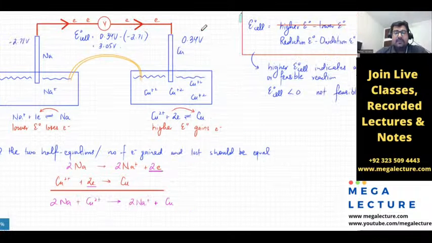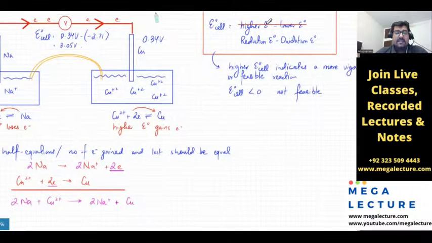I said the E0 cell, like physics, is just higher potential minus lower potential, but technically it's reduction potential minus oxidation potential. If you have a very large E0 cell, the reaction will happen very quickly. Small E0 cell, the reaction is not going to be very feasible.